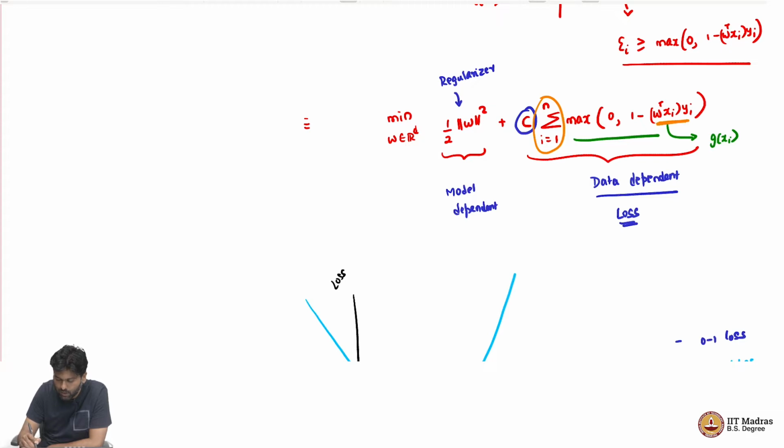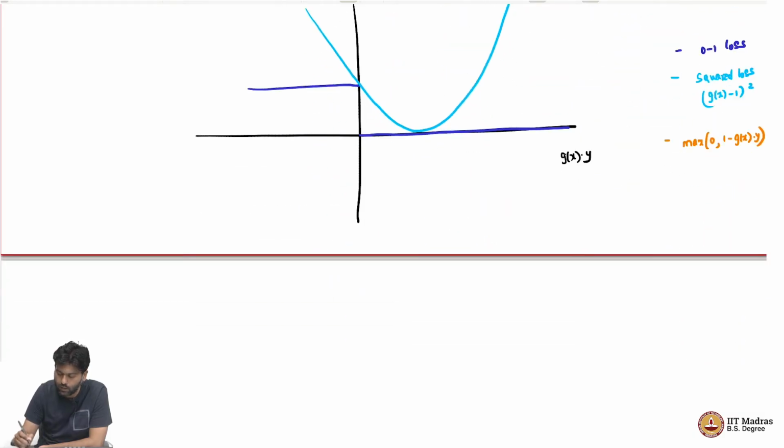So, remember, the most important thing is that this loss depends on the product. Once you learn the w using this product, then you will find the sign of this to make a prediction. Okay. So, now how does this picture look like? As a function of g(x) times y, if you think of this as a variable, let us call that z, this is just max of 0 comma 1 minus z. So, how does that picture look like here?